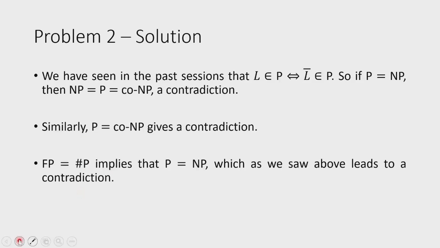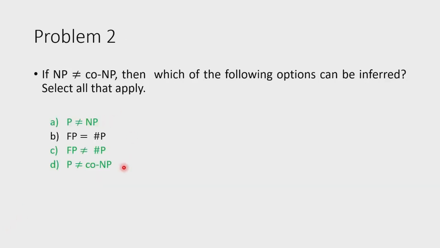Let's see why. We have seen this multiple times in the past sessions that a language L is in P if and only if its complement is in P. So if P equals NP, then NP equals P equals co-NP, and we get a contradiction. Similarly, P equals co-NP gives a contradiction. So what do we have? We have that P equals NP and P equals co-NP are both contradictions. So P not equals NP and P not equals co-NP are true. So we get options A and D.